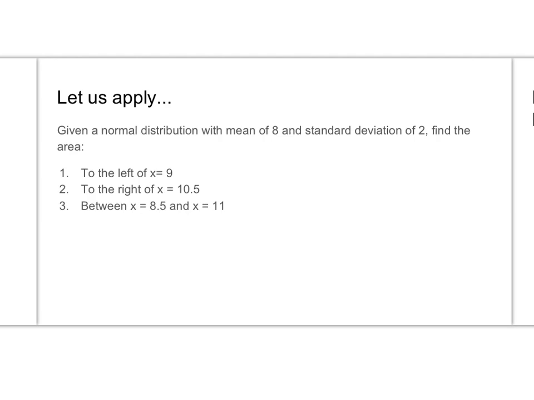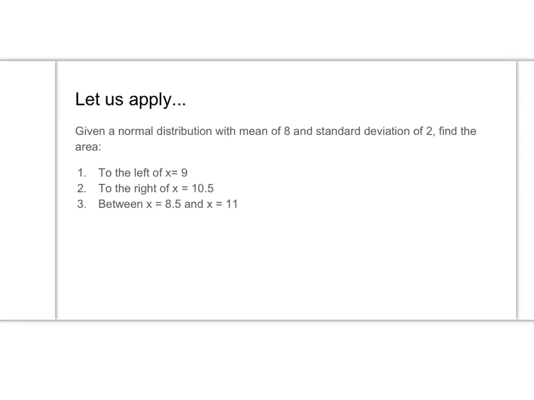Okay, so what if the problem is: given a normal distribution with a mean of 8 and a standard deviation of 2, find the area to the left of x equals 9, to the right of x equals 10.5, and between x equals 8.5 and x equals 11.